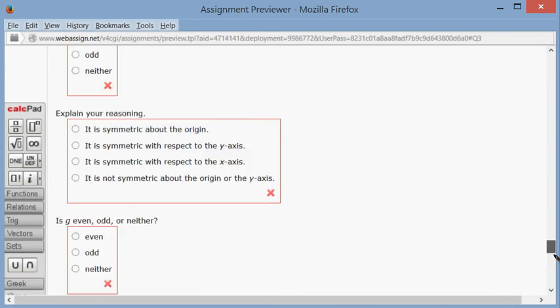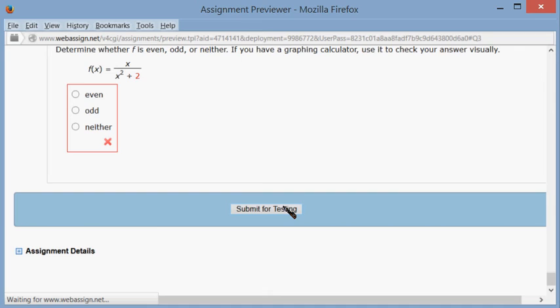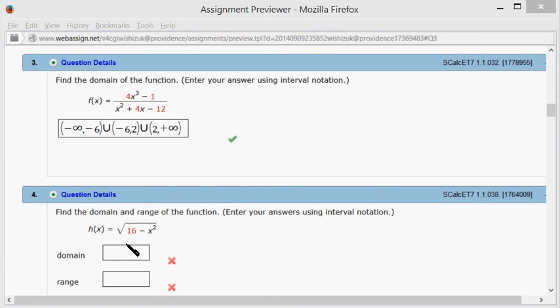So let's check. Submit for testing. It came back and looks like we got this one correctly. That's it. I hope that this was clear.